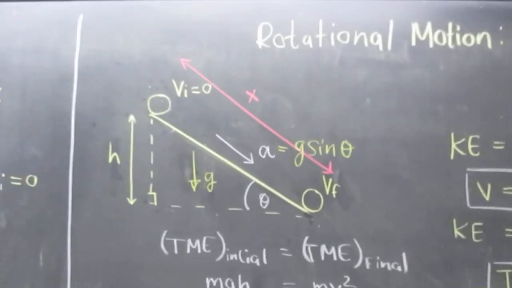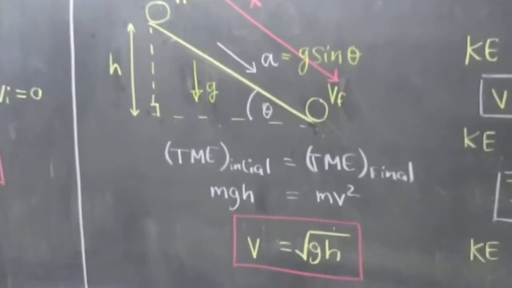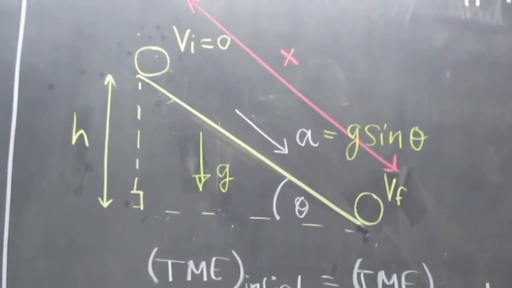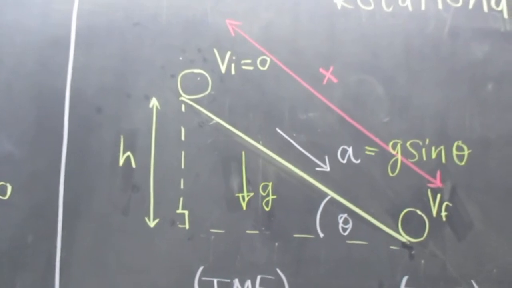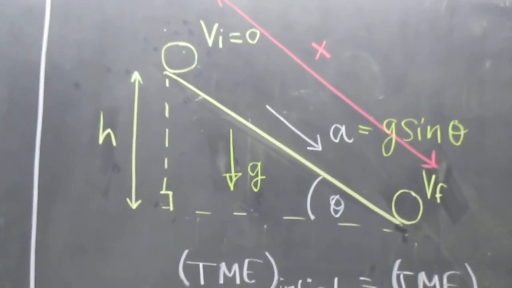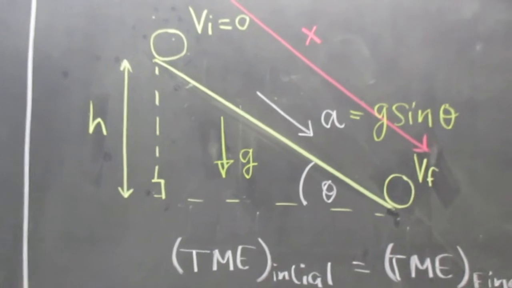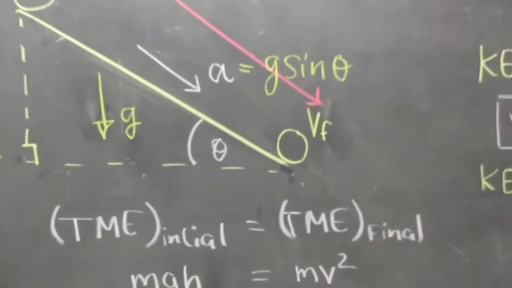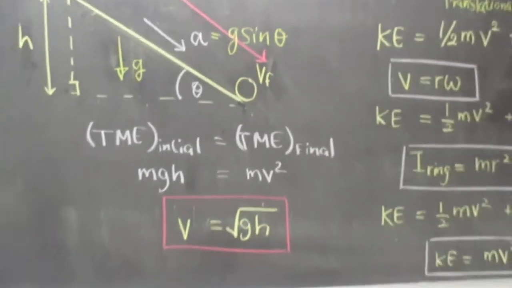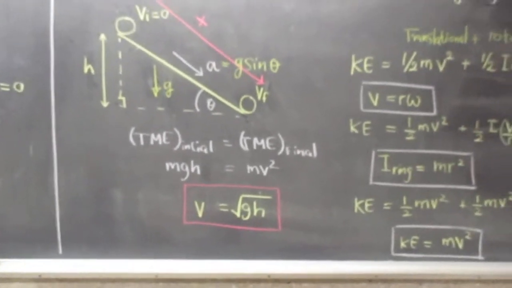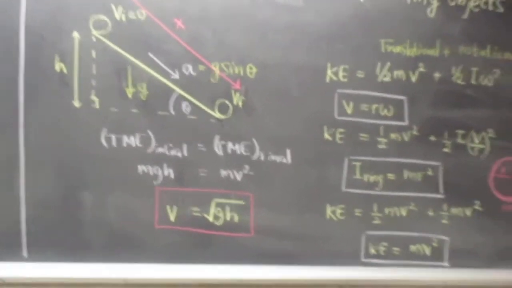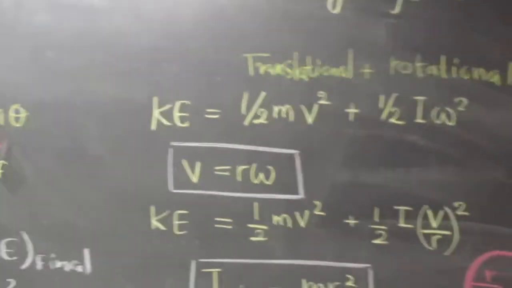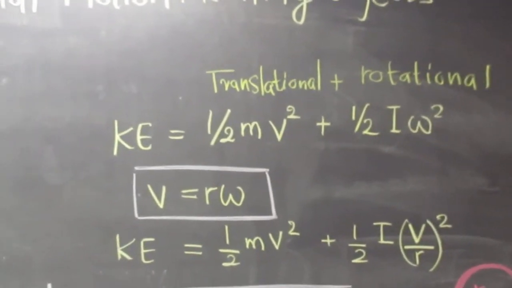Now as the object rolls down the incline, we have our initial velocity, and our initial velocity is zero, and our initial potential energy is maximum there, mgh, gravitational potential energy. And as it rolls down the incline, its kinetic energy increases as its potential energy decreases. But since it's rolling, we have two types of motion. So our kinetic energy is in two forms.